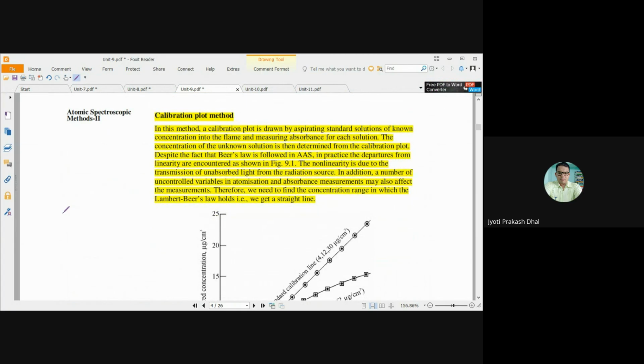In this method, a calibration plot is drawn by aspirating standard solutions of known concentration into the flame and measuring the absorbance of each solution. The concentration of the unknown solution is then determined from the calibration plot. Despite the fact that Beer's law is followed in AAS, in practice deviation from linearity will be observed. The non-linearity will be due to transmission of the unabsorbed light from the radiation source. In addition, a number of uncontrolled variables in the atomization and absorption measurement may also affect the measurement.